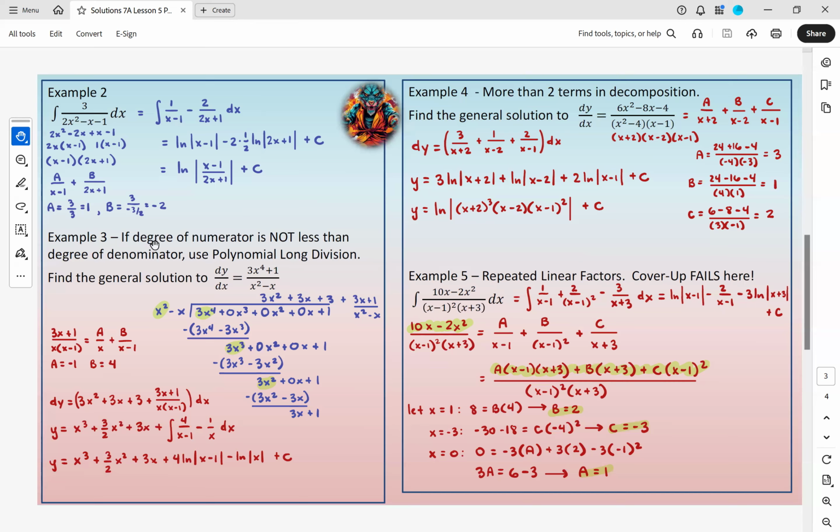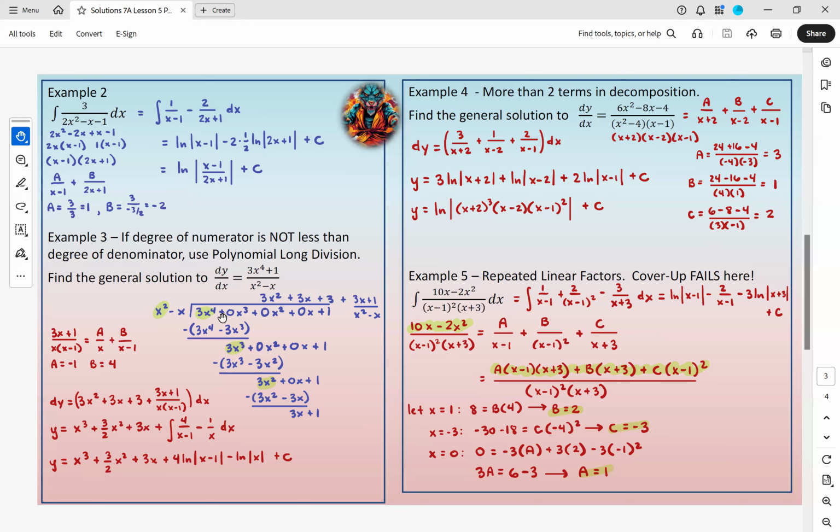Onwards to example 3. So here we have a differential equation. It still is an integration problem. Unfortunately, we don't quite meet the conditions for our technique. We need the degree in the numerator to be less than the denominator. So right now it's a no-go, but we can fix that issue with polynomial long division.